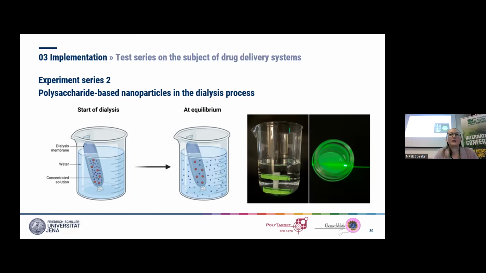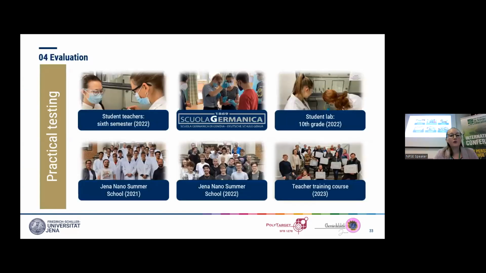For both test series, we started to evaluate with different student groups. We integrated the test series in our student teachers lab. We sent materials to Genoa, and they also carried out the experiment. Last year there was a student lab on the topic of nanomedicine. Every year in Jena there's a nano summer school, and there the students also carry out the experiments and evaluate the results. And in February of this year, there was a teacher training course. The teachers carried out the experiments by themselves. They gave us feedback, and we try to improve the experiments based on this feedback.